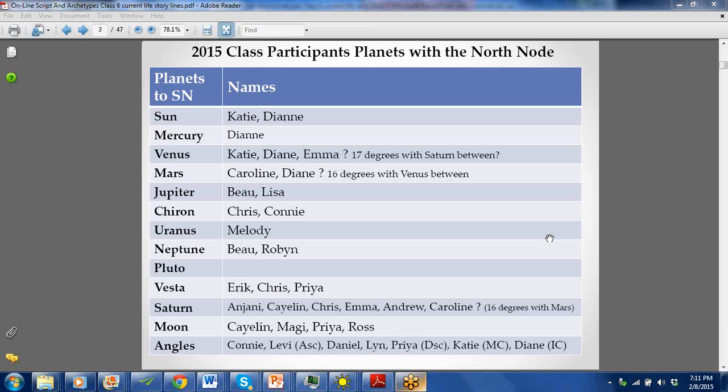So basically, the nodes are points in space. They represent where the moon is crossing north and south of the ecliptic, and when the moon, the sun, and the earth all line up on that same point, then we have an eclipse. So they're movable points. They're not actually holding a specific energy like a planet does.